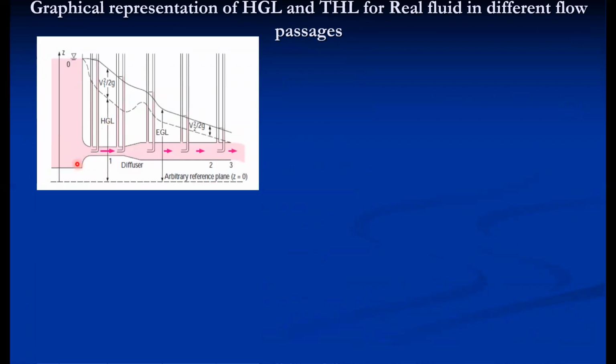So this is a variable cross-section pipe, and now the real fluid is flowing through this particular pipe section. Here the pipe section is converging, here diverging, and then a straight line. So we see the hydraulic gradient line. The pressure here is maximum because head is maximum here, velocity is zero.